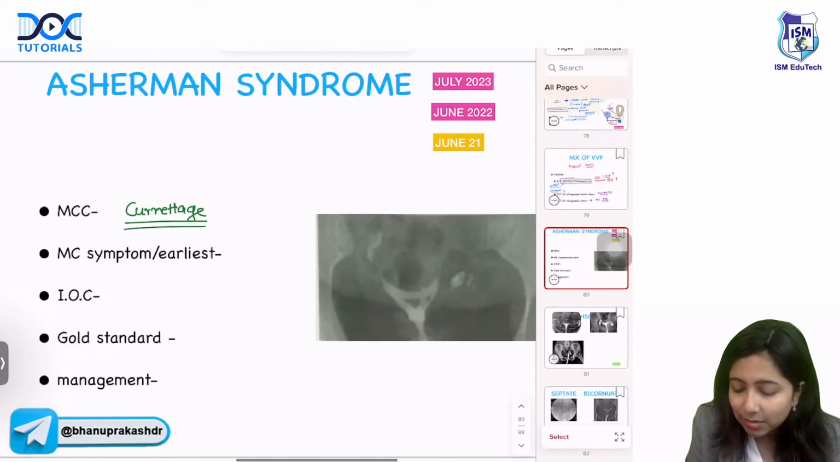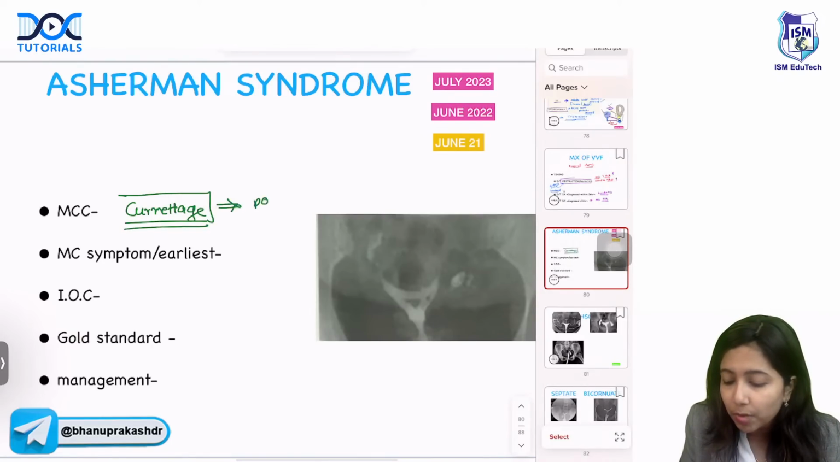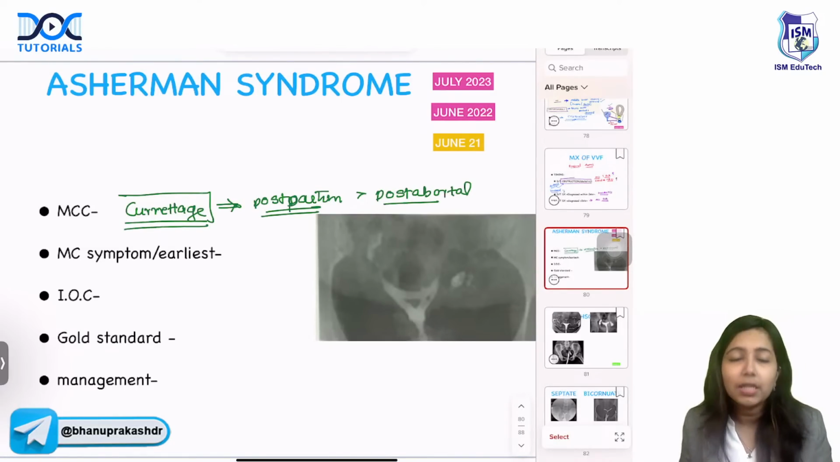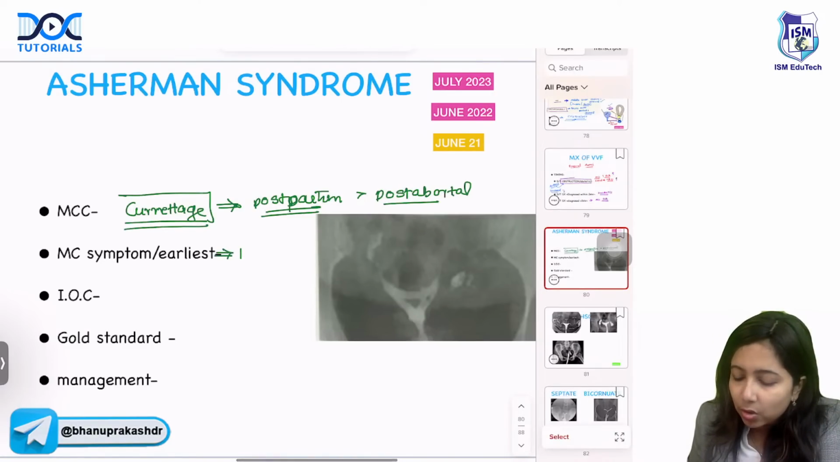And the maximum risk period is basically in the postpartum period. It is in the postpartum more than post-abortal. So if I am doing a curettage for a patient who is in the postpartum period, that's after delivery, suppose she has some retained products and I do this curettage, this is the time which has the maximum risk. What are the symptoms that are associated? The symptoms include hypomenorrhea and even amenorrhea.